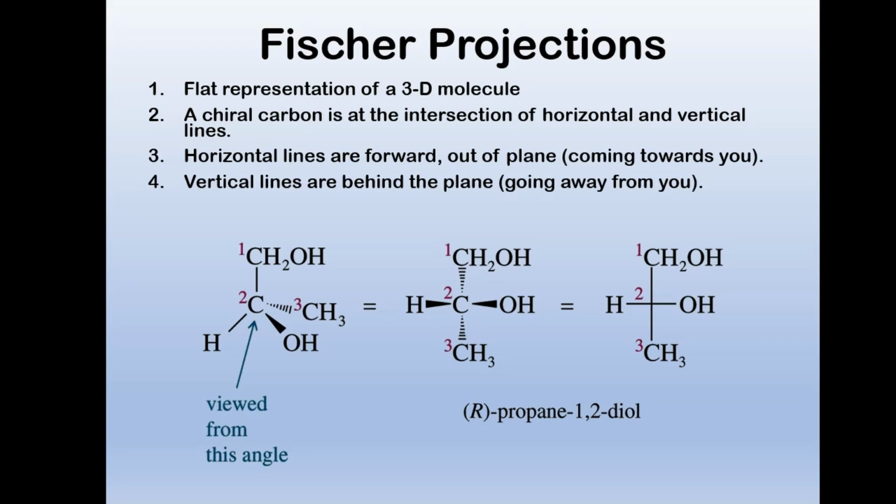What is a Fischer projection? Well, it's something we write in 2D, a flat piece of paper, to represent a 3D molecule. A chiral carbon is at the intersection of a horizontal and vertical line, and horizontal lines are coming out at you, and vertical lines are going away from you. So here's the proper Fischer projection. Lines here are going away from you, as depicted here. Horizontal lines are pointing at you. So it's as if you're viewing from right here, and the vertical lines are going away, and the horizontal lines are coming at you.